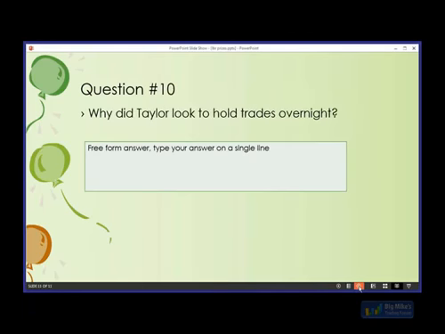Why did Taylor look to hold trades overnight? Follow through, overnight follow through. Okay, so I think that's Shrikinska. I hope I got close on that. I need your BMT username, please, and congratulations on winning a book.